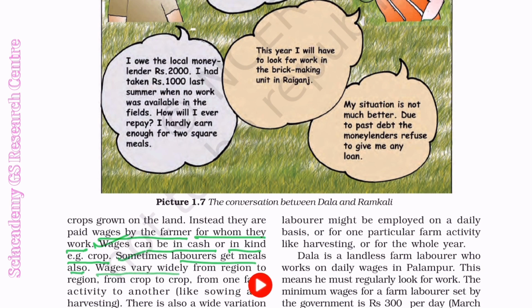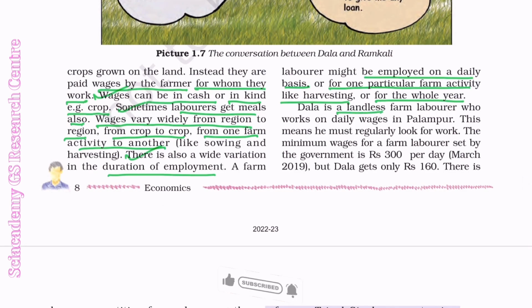Wages vary widely from region to region, from crop to crop, from one farm activity to another like sowing and harvesting. There is also a wide variation in the duration of employment. A farm laborer might be employed on a daily basis, or for one particular farm activity like harvesting, or for the whole year.